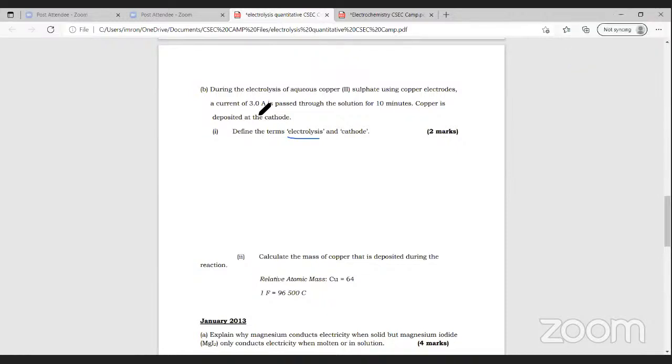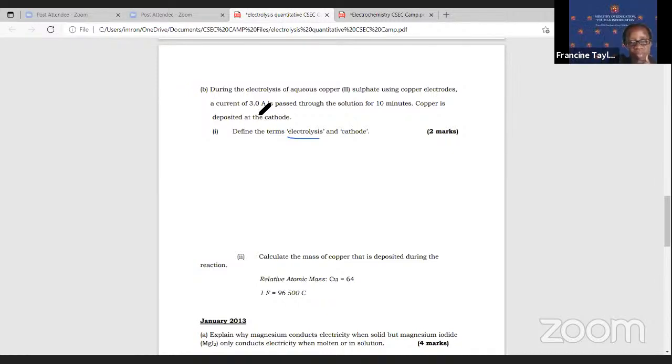Don't go too detailed now, be careful. So electrolysis is decomposition of a substance using an electric current. Don't get too detailed in there, or else you might get yourself in trouble. What about cathode? How do you define the cathode? What do you say the cathode is?